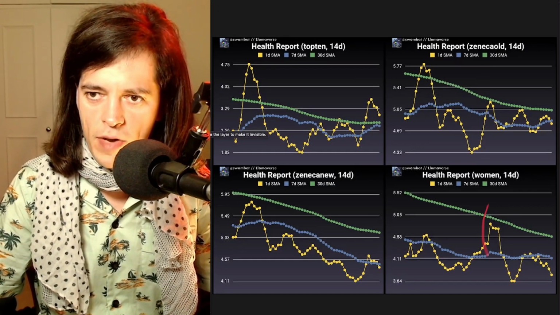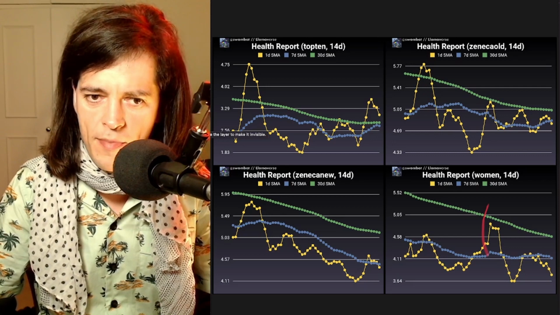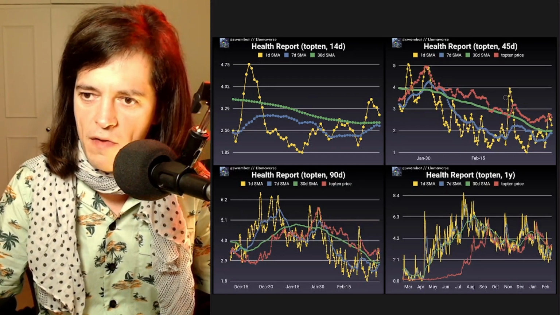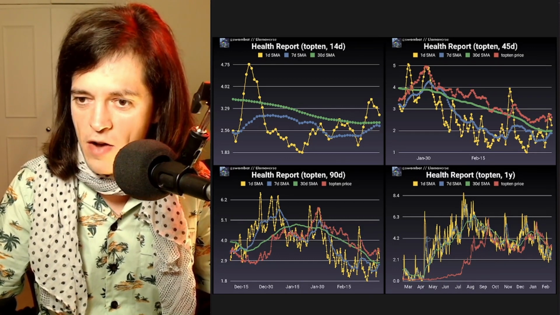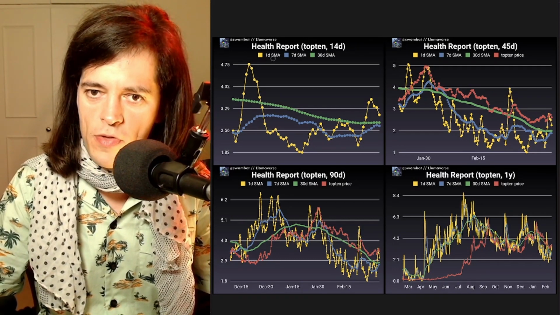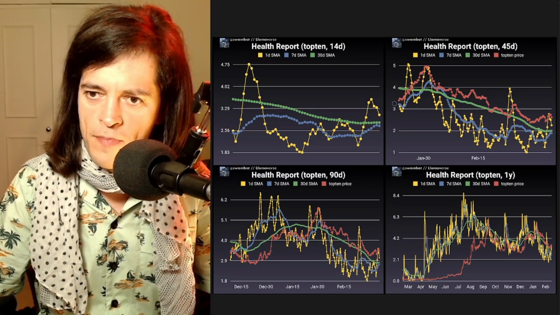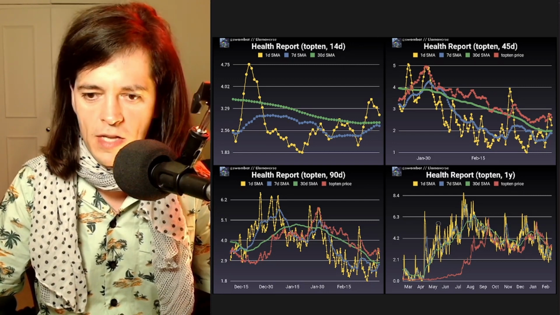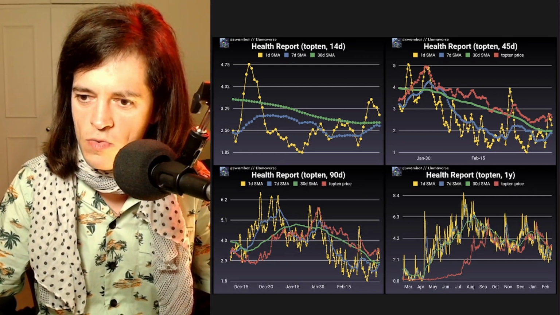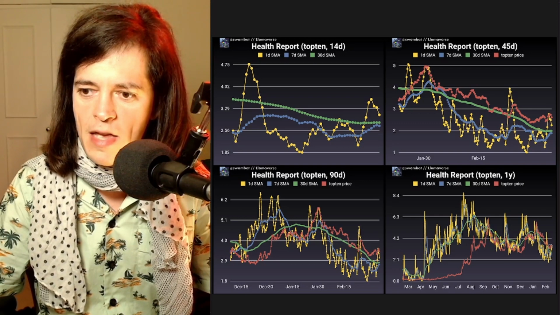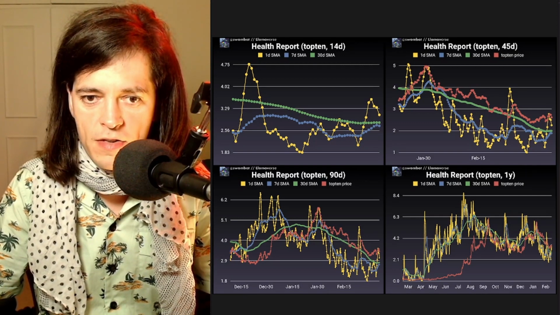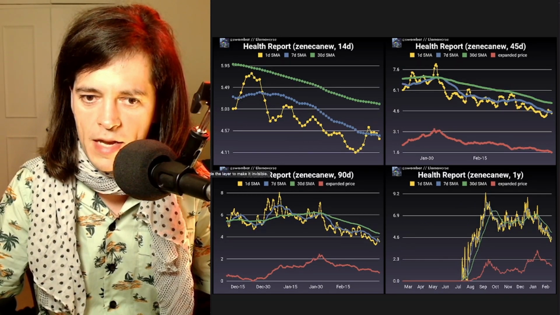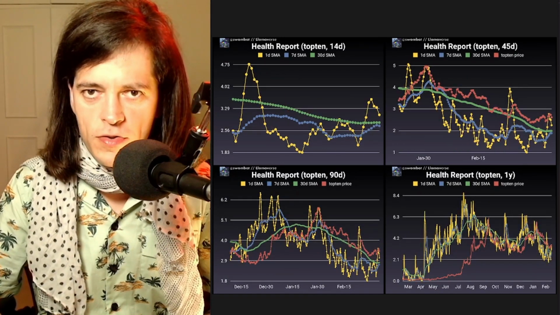Once I've looked at the short-term picture, I end up looking at each index in more depth. So taking the top 10, for example, that's usually the first one that I start with. I have these 4 charts in one. By now, they're hopefully charts that you're familiar with. You know what those moving averages are averages of. You know what the price line is. You know why there's those different timescales because they show different kinds of trends. And you know which line might be most useful to look at in each timescale. I then just do this for each of the indices, the top 10, the Zeneca Old, the Zeneca New, and the women-led projects.